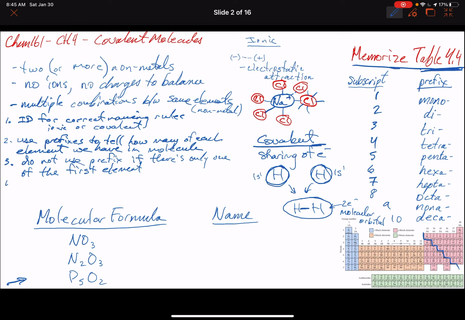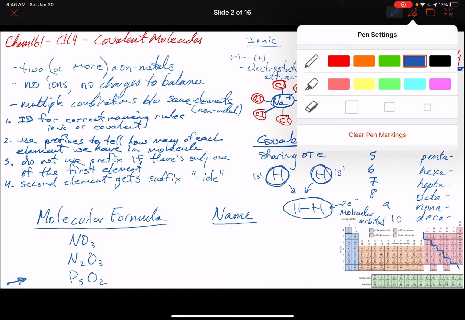We'll just list briefly here our last rule. The second element, remember we said we'll be naming with 2 nonmetals, is the one we expect to pay attention to. We will apply what we've seen before. We're going to apply the suffix, the ending, "ide," to help with the naming. Okay, good. So let's look at some of these examples.